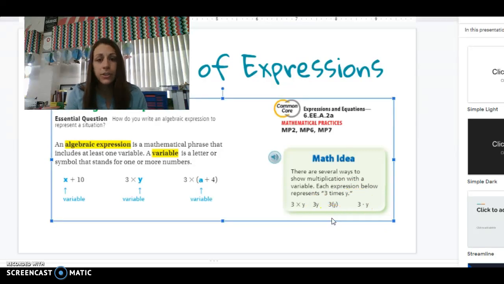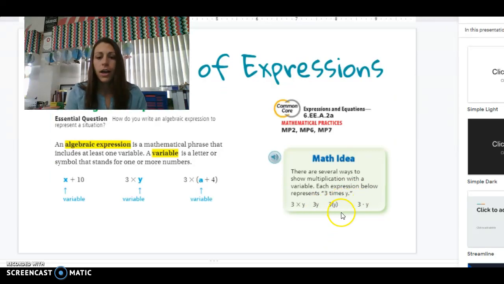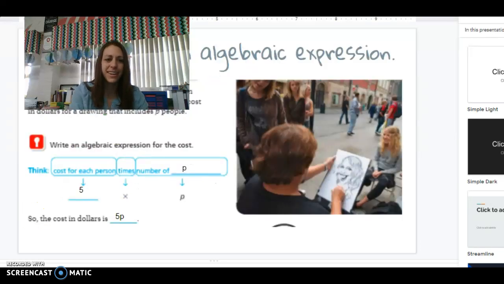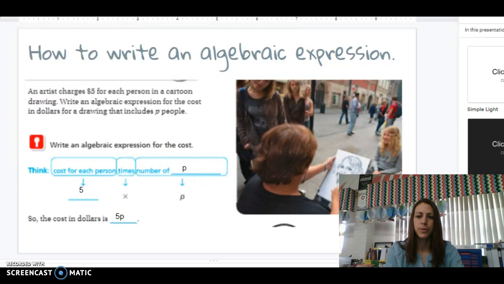Now when we get into algebra, we also have where the variable is right next to the letter or the number, and that means multiply as well. And we have it where the number or variable is next to parentheses. Well, when it's right next to parentheses, that also means multiply. So many ways of multiplication. Fun times. Okay, so now let's look at how to write an algebraic expression.